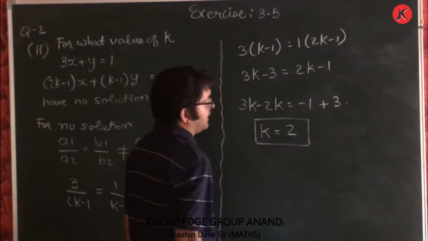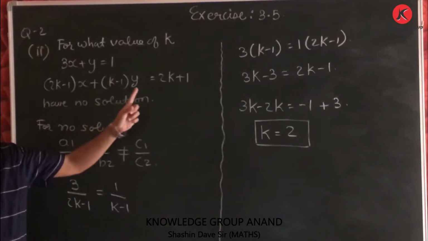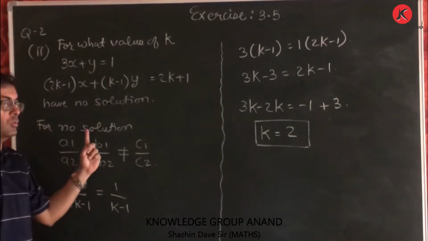Means the final answer is that for the value of k equal to 2, your given pair of linear equations will have no solution.